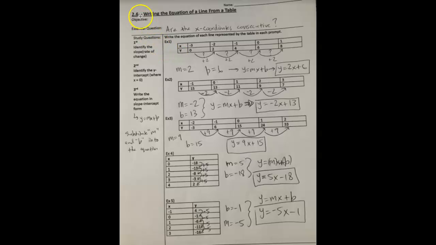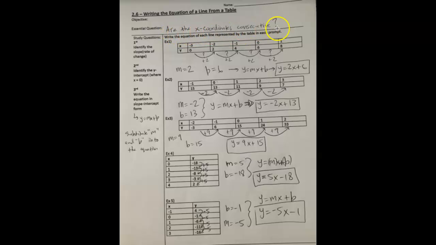So you can see the title here. We're writing the equation of a line from a table of values, and then this question here. You may just pass it right by and not pay attention, but the reason we're able to write the equation of a line using a table fairly easily, it's not too complicated, is because this is a yes.